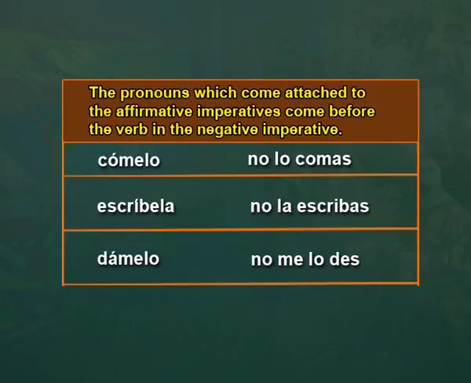The pronouns which come attached to the affirmative imperatives come before the verb in the negative imperative. Like cómelo becomes no lo comas. Escríbela becomes no la escribas. Dámelo becomes no me lo des. Don't give it to me. Now, dime is tell me and no me digas is don't tell me.